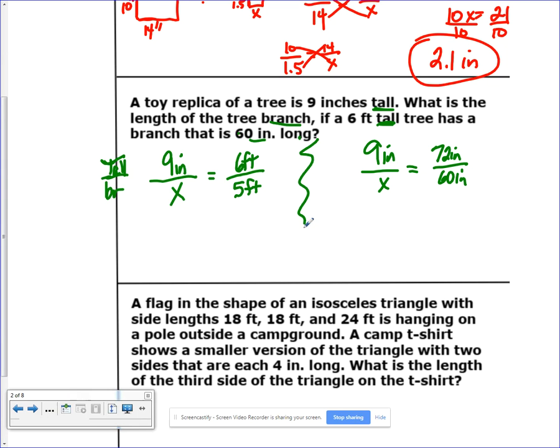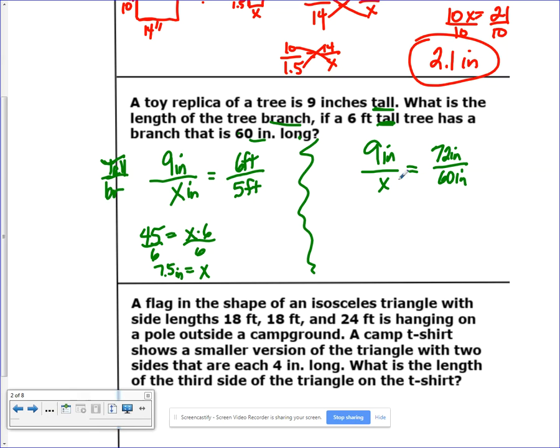Now, I'm doing it parallel each way so you can see, even by leaving it as feet, if I just turn 60 inches into feet, this is going to work. Sounds weird. 9 inches times 5 feet. Just do the numbers. 9 times 5 is 45. X times 6. Because I have inches times feet. It's going to work out as weird as it seems. Divide by 6, divide by 6. You should get a value that looks like this, 7.5 inches.